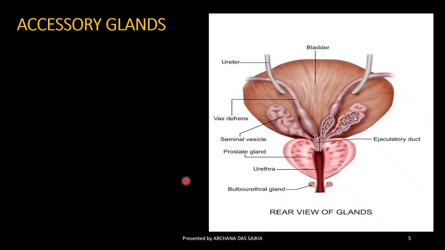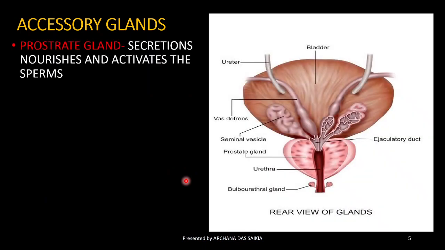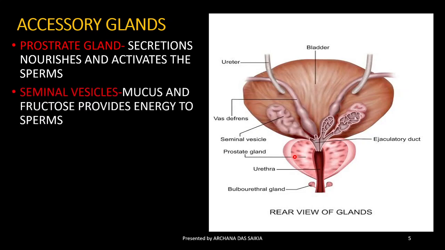Now the glands. One is the prostate gland. Its secretions nourish and activate the sperms. That is its function. You can see here, this is the prostate gland. It keeps the sperms active.